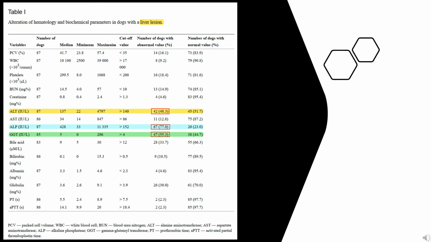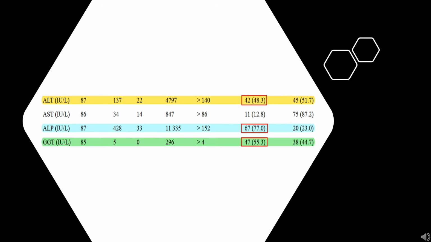This is the hematology and biochemical reports in dogs with liver lesion. However, we will be focusing on these parameters especially. We can see 48.3% of the dogs have an elevated ALT level, 77% have an elevated ALP, and 55.3% have an elevated GGT level.